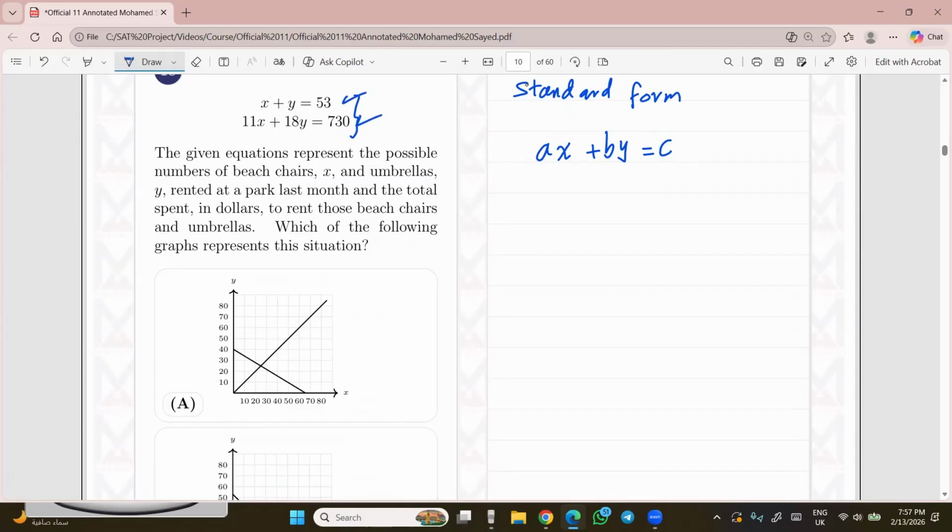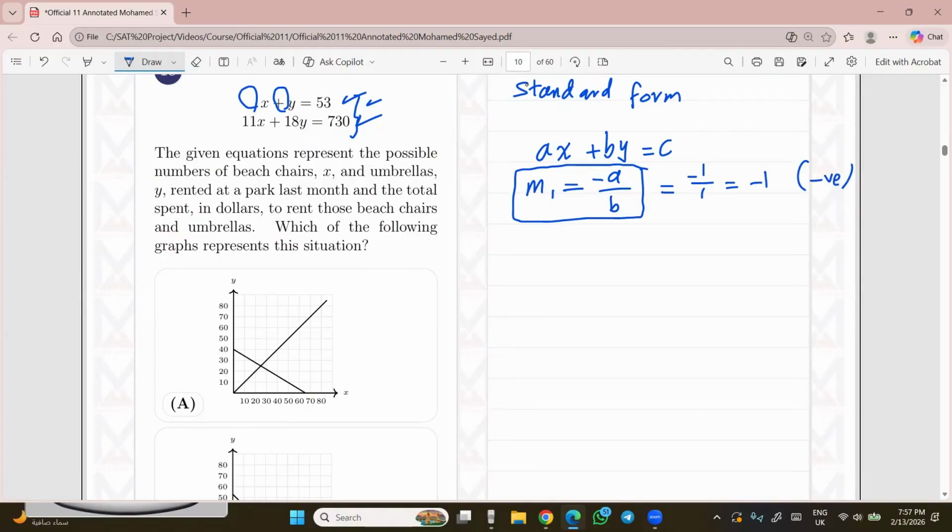So it's okay. How to get the slope? Let's say m1 for the first equation is equal to negative a over b. That's a very easy and efficient method to find the slope. m1 here for the first equation is negative a over b, which is negative 1 over 1. It's negative 1. This is a negative number. And m2 is negative a over b, negative 11 over negative 18. This is a negative number.